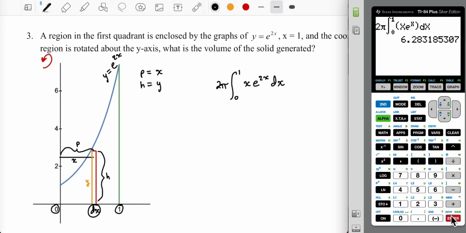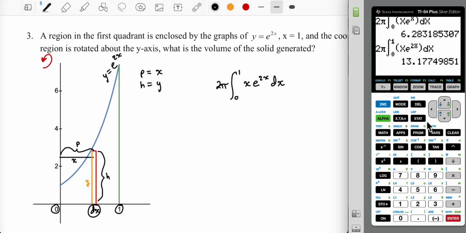6.2831, that looks an awful lot like a 2 pi. Coincidence? I don't know. So it's in the neighborhood. Oh, no, mistake. It should be e to the 2x. There we go. About 13.177 units cubed.